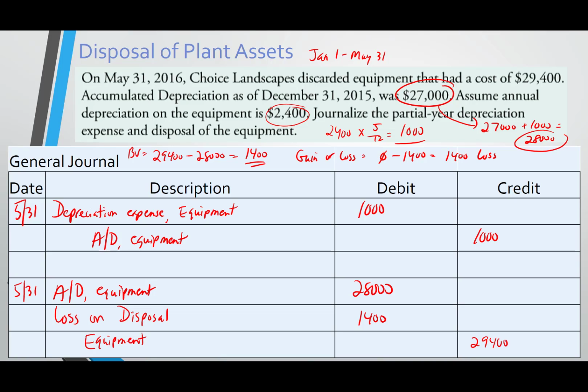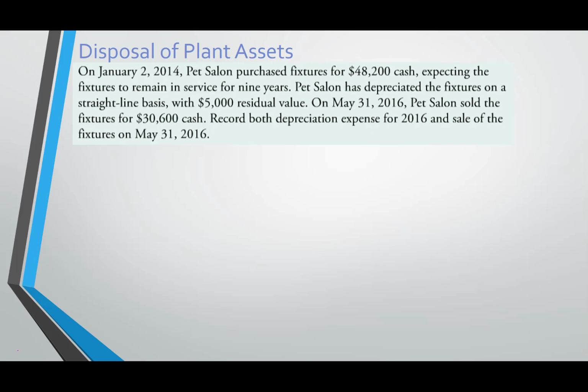All right, let's have you take a look at this next one here. On January 2nd of 2014, Pet Salon purchased fixtures for $48,200 cash, expecting the fixtures to remain in service for 9 years. Pet Salon has depreciated the fixtures on a straight-line basis with a $5,000 residual value. On May 31st of 2016, Pet Salon sold the fixtures for $30,600 cash. Record both depreciation expense for 2016 and the sale of the fixtures on May 31st of 2016.